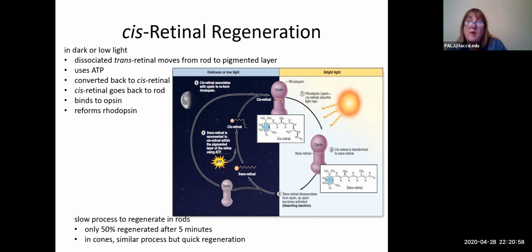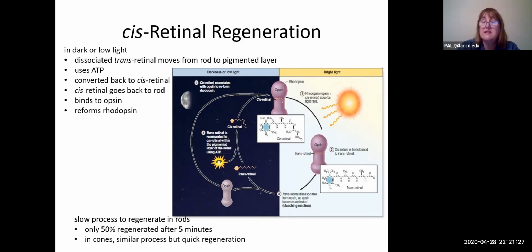So light breaks it apart, it changes the shape. ATP will change the shape back, and it can come back together. Okay, and it sounds like it'd be easy, go from A to B, then B to A. However, it's a very slow process to go back, to regenerate it, okay? After 5 minutes, only 50% of it is regenerated, okay?